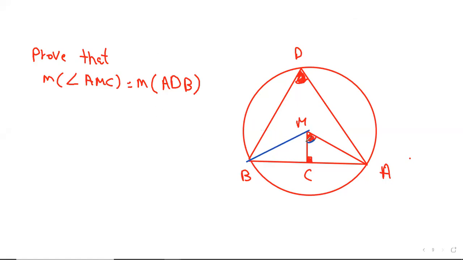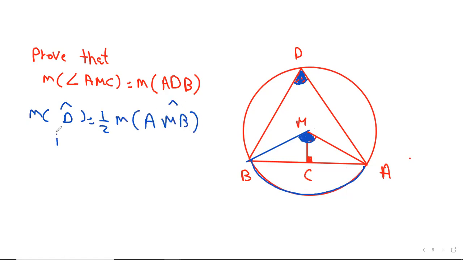And this angle here is a central angle. This angle here is a central angle. And this angle here is an inscribed angle. And the inscribed angle is equal to half of the central angle if they are subtended by the same arc. And as you see here, they are subtended by the same arc. So measure of angle D equals half measure of angle AMB.